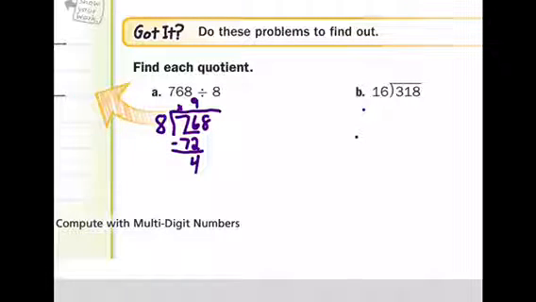Every time I subtract, I must bring down. And 8 goes into 48 6 times, because 6 times 8 is 48. Subtract 0, I'm done. My answer is 96, no remainder.